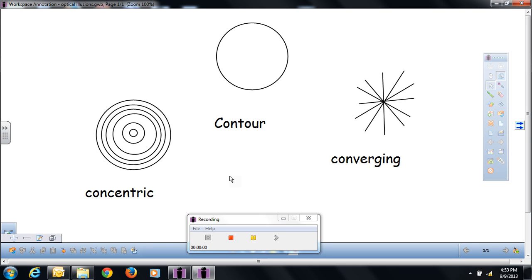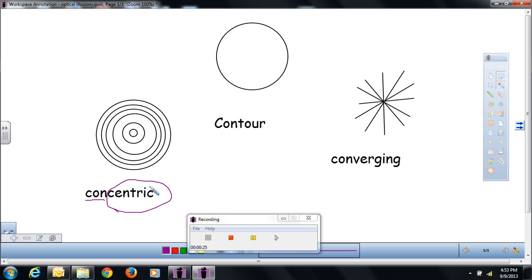In optical illusion, we have three cons. We have concentric, contour, and converging. To remember concentric, what you want to do is draw a circle around the word centric.